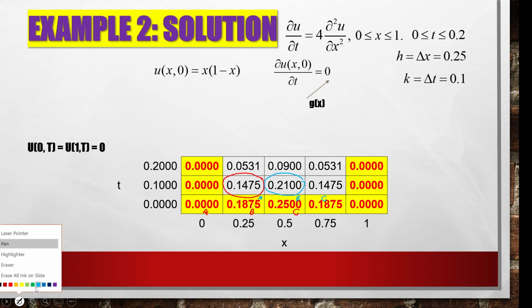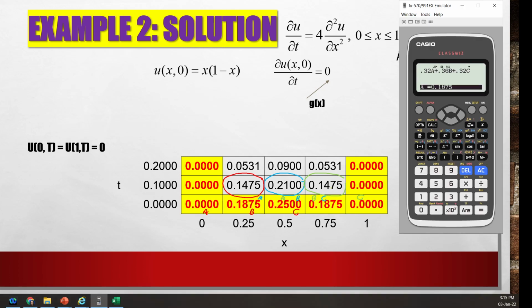Okay, and then let's say use green to calculate U31. So you see A now moves to here. This is A, B, C, looking at the green color. So calculate. You target here. A left is 0.25, B here 0.1875, C is 0. So you get 0.1475. Okay, this is level 1.